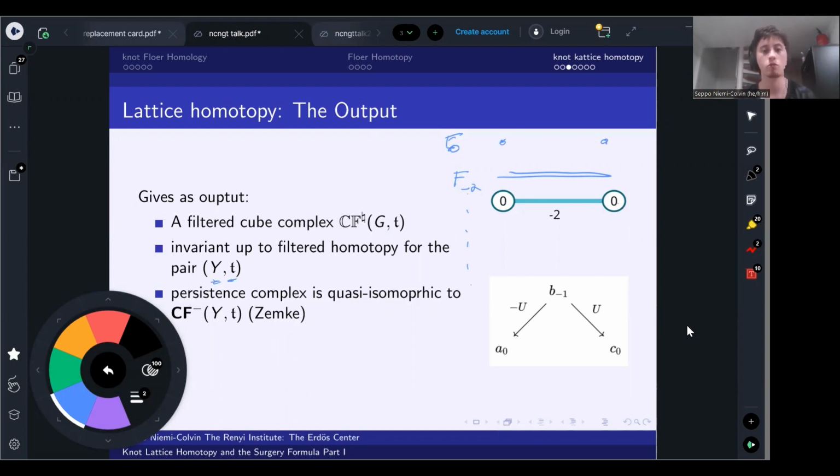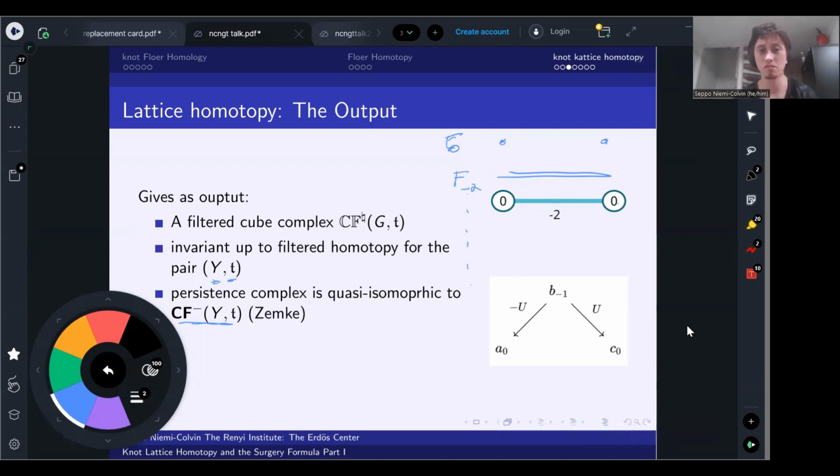And when we take persistent homology or the persistent chain complex, we'll get something that's quasi-isomorphic to the Heegaard Floer. This proof works more generally than the negative definite case, but it assumes completed coefficients. So this proof assumes power series coefficients.